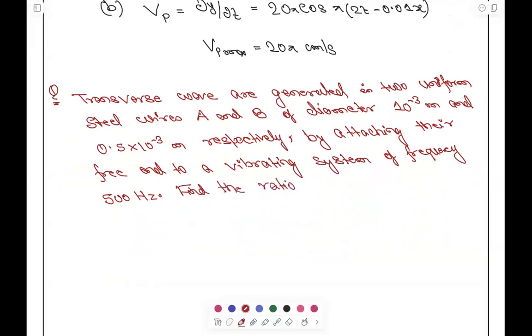Please do it in 2 minutes. Find the ratio of the wavelength if they are stressed with same tension.